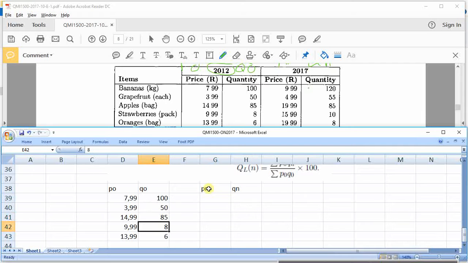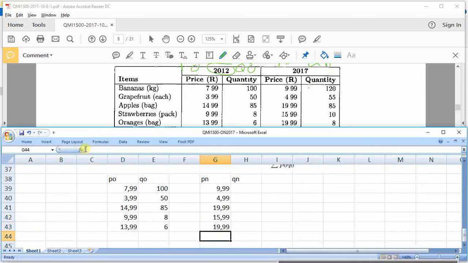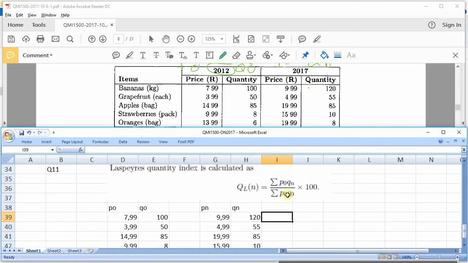Okay, some of this we can copy paste. That's the same. Okay, make that a 4. And 19. 15. 19. Alright, 120, 55, 85, 10, 8. Okay, so now what does the formula say?